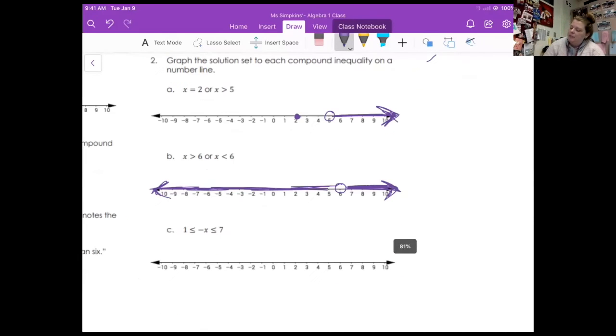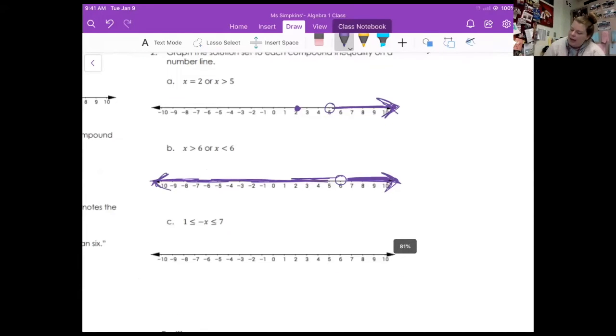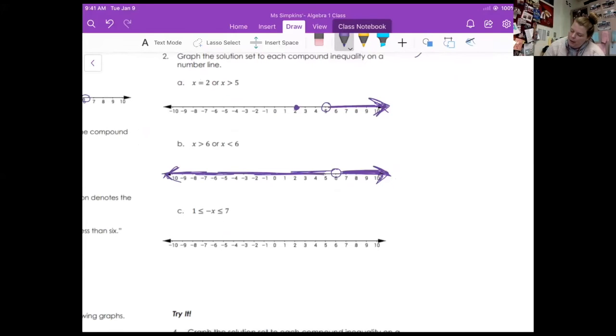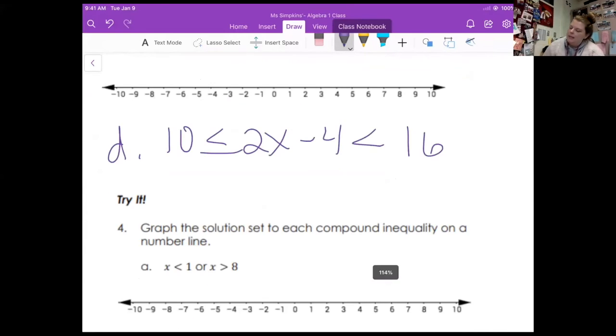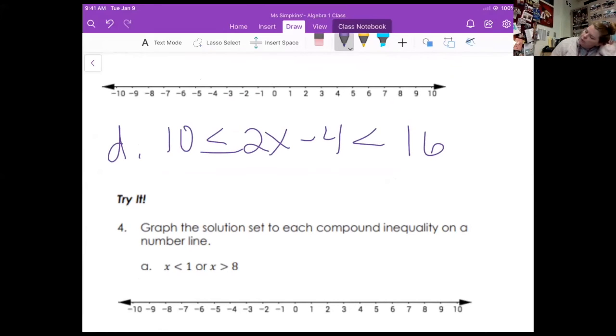Okay, I'm going to skip C for just a second. I actually want you to add a problem. And I'll zoom in for you. It says 10 is less than or equal to 2x minus 4, which is less than 16.